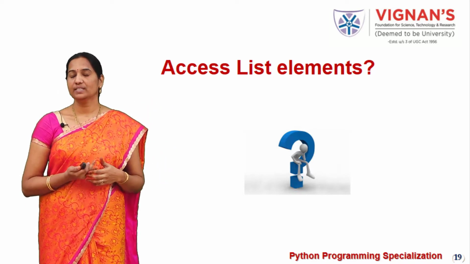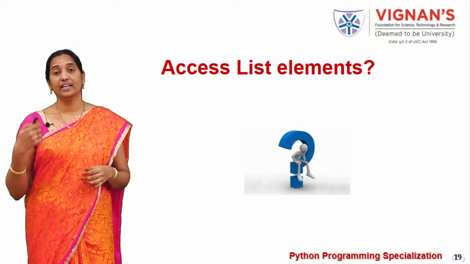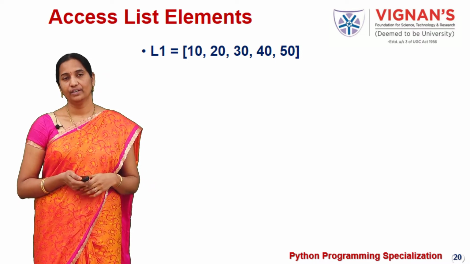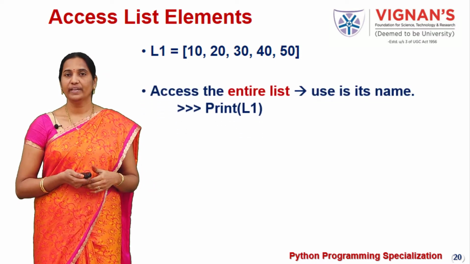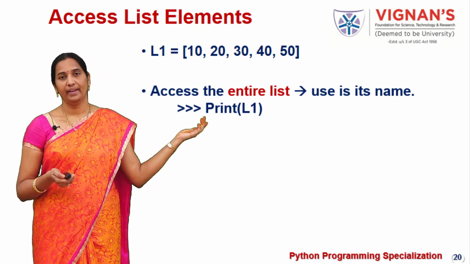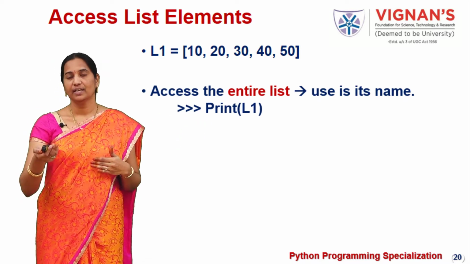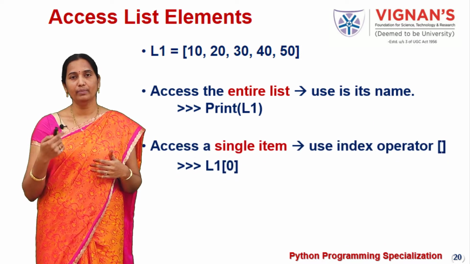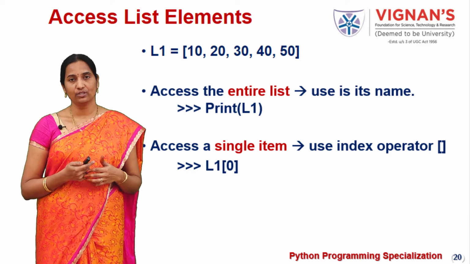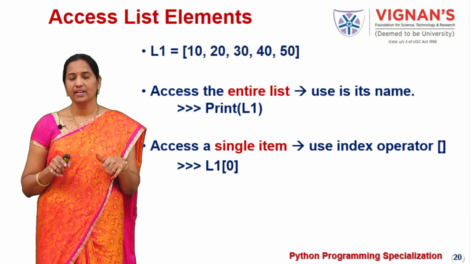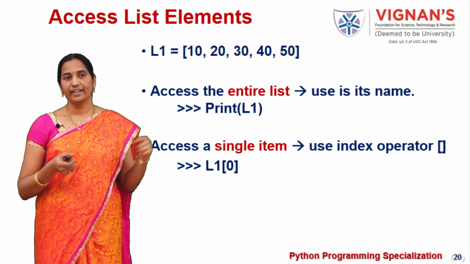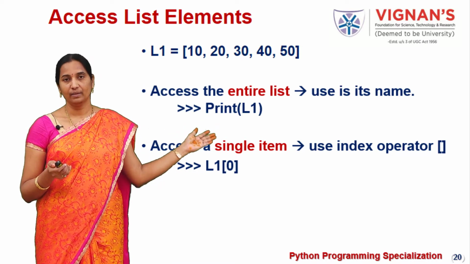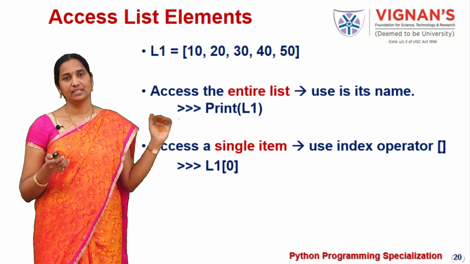Now, let us see once the list is created how to access the elements from the list. So, let us consider we have a list L1. To access the entire list L1, we can access the entire list with its name L1. Wherever you want to use the list, you can use the name L1. Whenever you want to use a single item, a specific element from the list, then you can use the index operator, that is the rectangular brackets, by passing the index to that. Say for example, here L1 of 0, it indicates that you are accessing the first element, that is with the index 0 from the list L1.